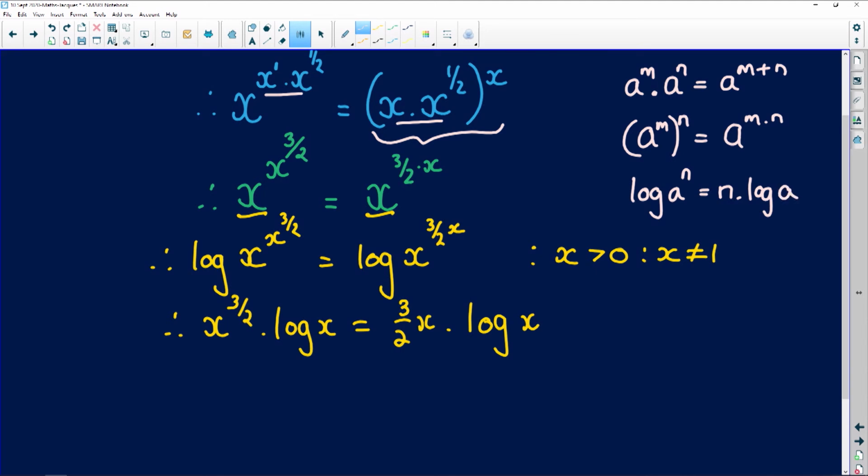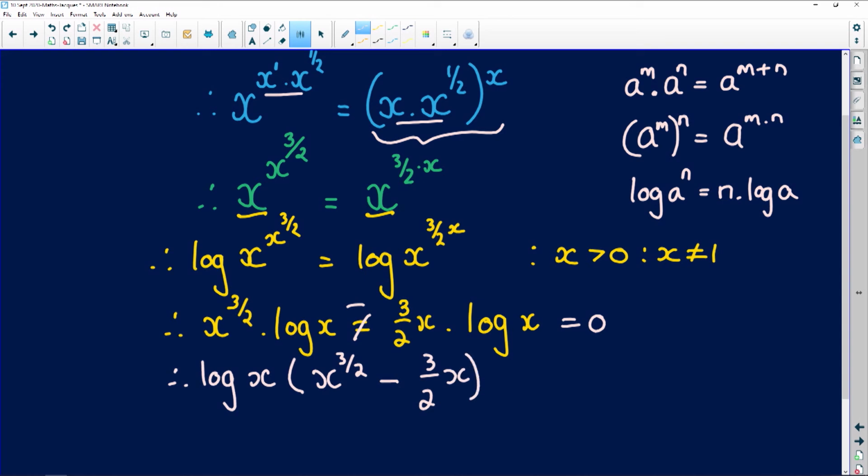I can now turn this into a negative and make this equal to 0. So I threw this over. And now I can remove a log of x. The log of x, and I'm left with x to the power 3 over 2 minus 3 over 2x is equal to 0.